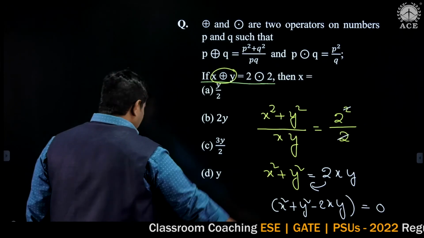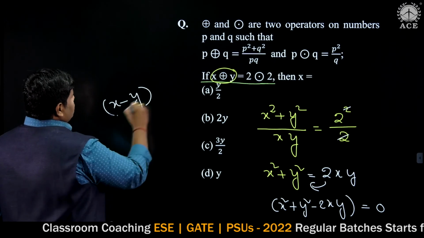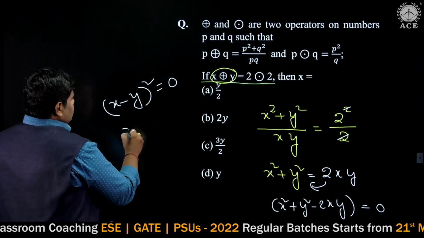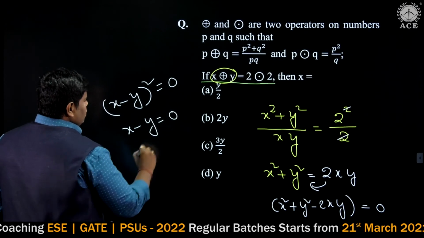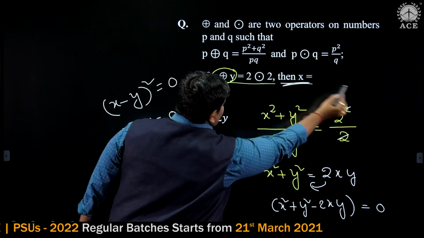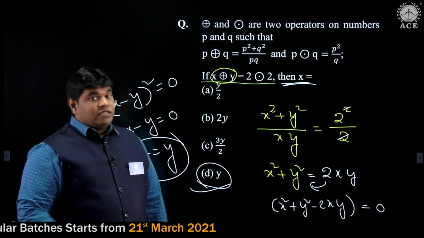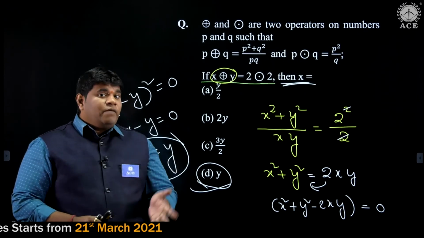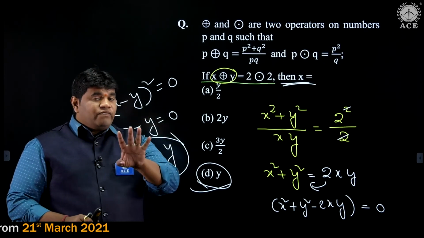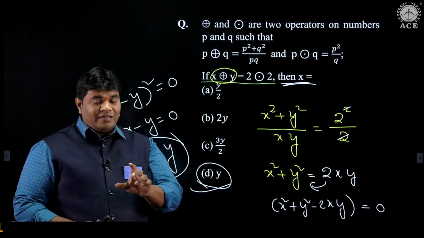What is the identity we know from childhood? x minus y whole square is equal to 0. So x minus y is equal to 0, so x is equal to y. So the x value is y. This is also an easy question. From every paper, a minimum of 4 very easy questions come, which take 2 or 3 minutes. Okay, thank you.